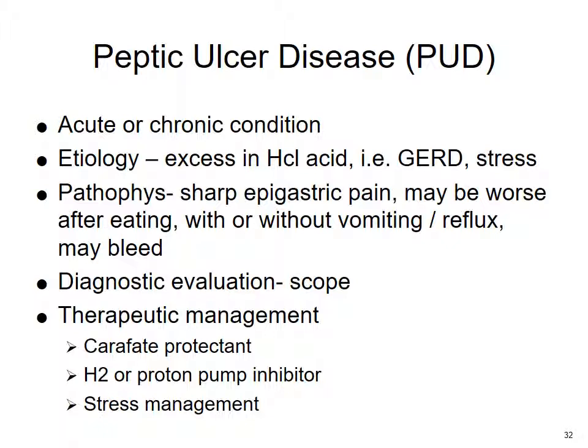Peptic ulcer disease can be an acute or chronic condition. The etiology is thought to be an excess in hydrochloric acid, such as happens with untreated GERD, or such as also happens with uncontrolled stress. The pathophysiology is going to look like sharp epigastric pain, which may be worse after eating, with or without vomiting and reflux, and there may be some bleeding. So there may be blood in the vomitus, or there may be a little bit of blood in the stool. This is diagnosed with an upper scope.